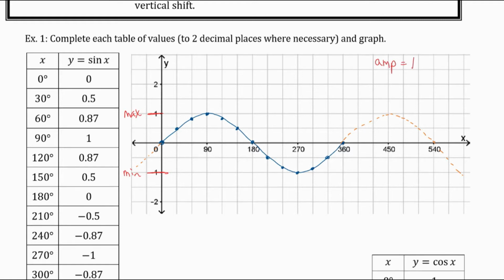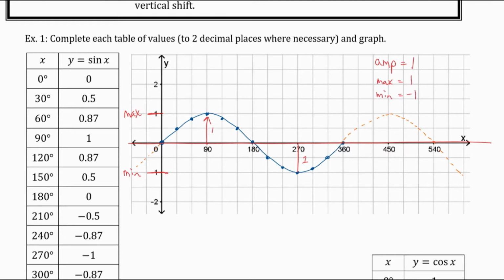And remember, the amplitude is half the distance between the max and the min, and it's 2, so half of that is 1, or it's the distance from the middle to the top and the middle to the bottom. And I can see that the middle is this line here, and the distance to the top is 1, and the distance to the bottom is 1 as well, right? So the amplitude is 1. The max is +1. The minimum is -1.